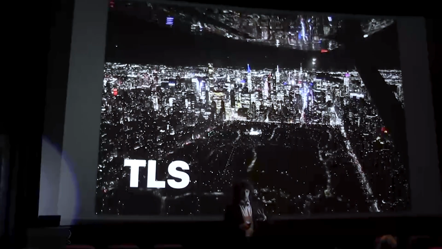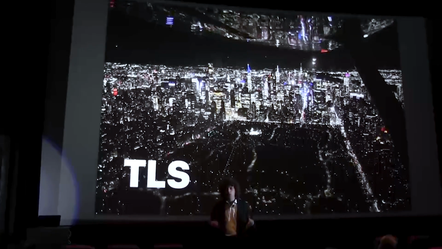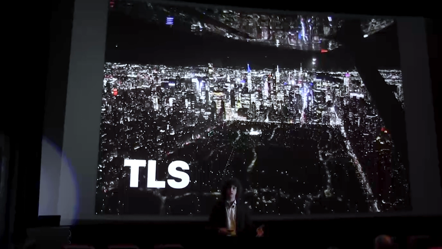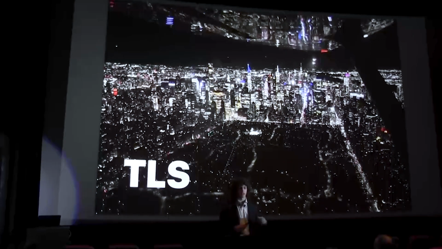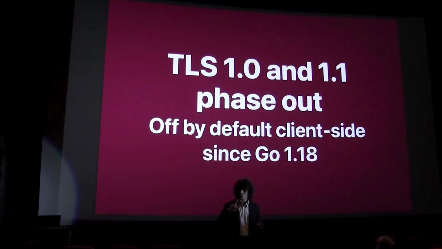So that was all about very low-level things. We talked about elliptic curves, even assembly. Let's move a little bit higher up, and let's talk about TLS. TLS is the protocol that you're most likely to encounter directly. All of these things you probably use as part of some other package, but you're most likely to interact with TLS.